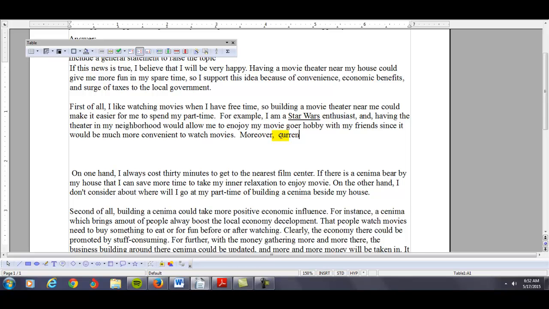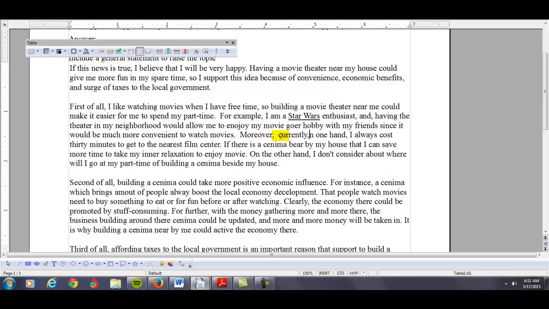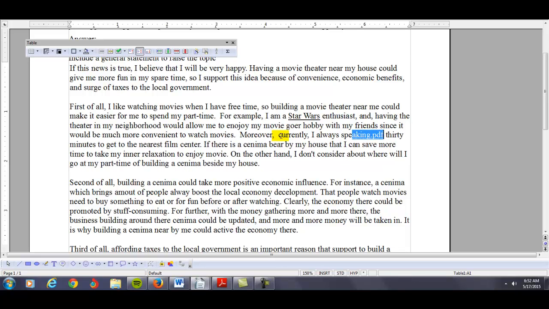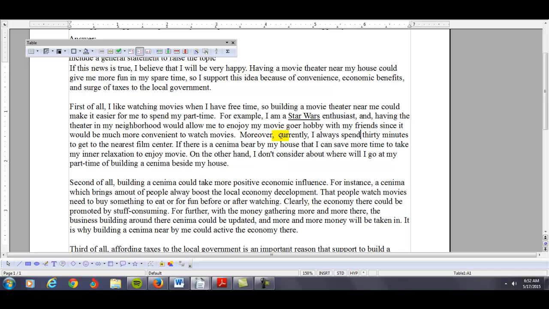You can't say I always cost. If I say the car costs $10,000, yes, but you spend $10,000 to buy the car. So you want to say here, I always spend 30 minutes to get to the nearest cinema. If there's a cinema nearby my house, you want to say here, if there's a cinema nearby my house.